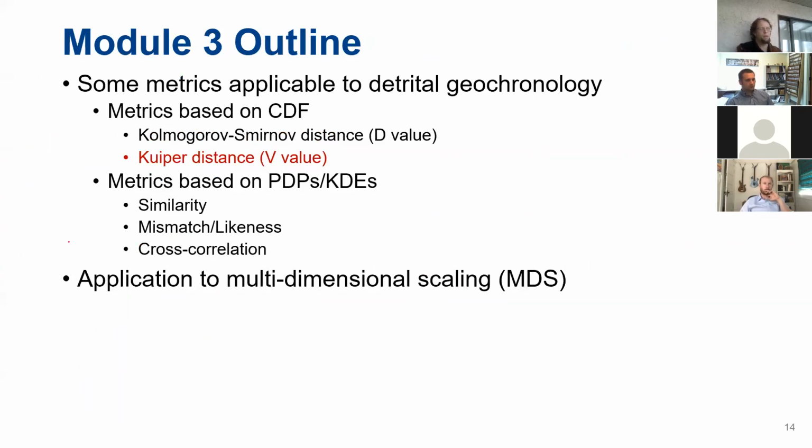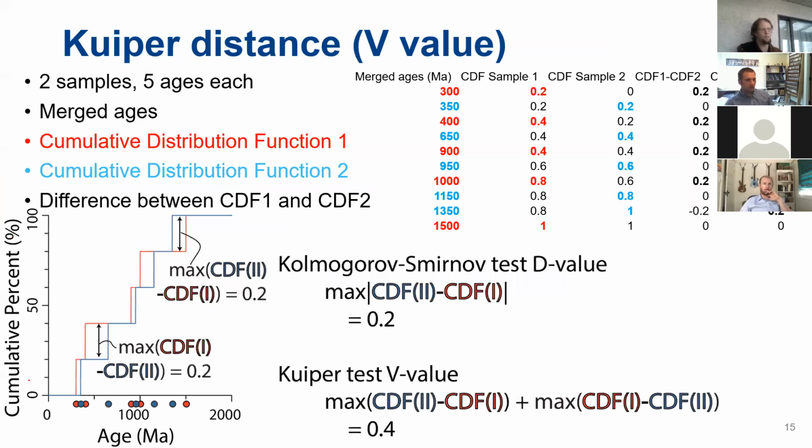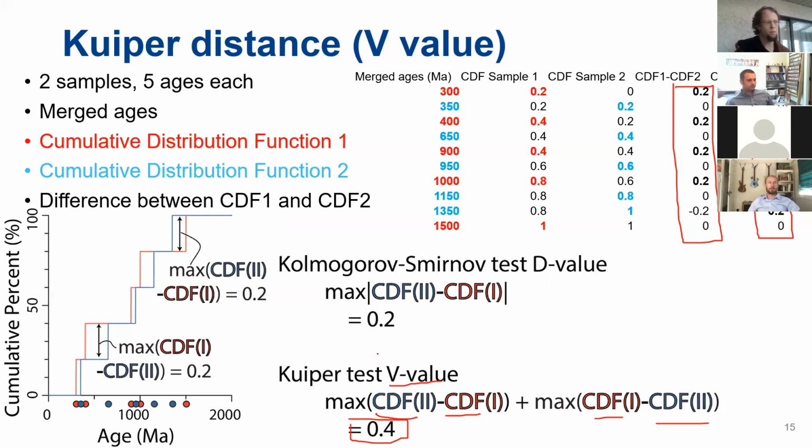This also feeds into the Kuiper distance, because the Kuiper distance, referencing those same CDFs that we were just looking at, that V value, is simply the maximum of CDF2 minus CDF1 plus the maximum of CDF1 minus CDF2. So we take the maximum of that column, which is 0.2, and we take the maximum of that column, which is 0.2, and we add them together, and that's our Kuiper test V value. So KS distance here for these two data sets would be 0.2. Kuiper V value would be 0.4.